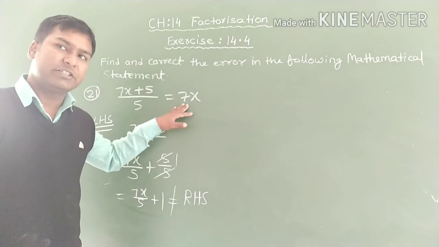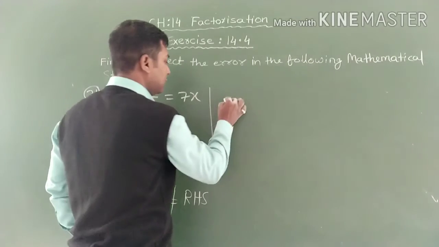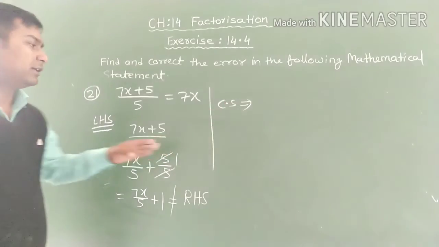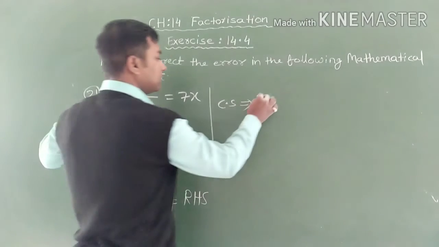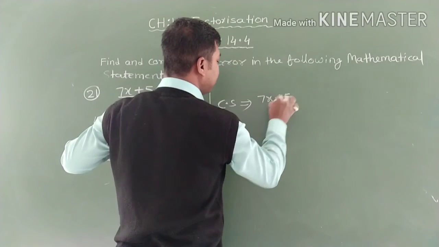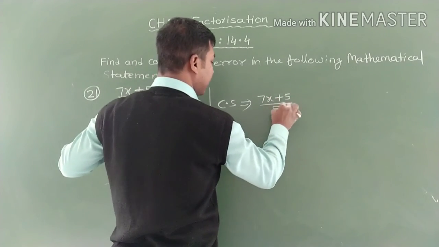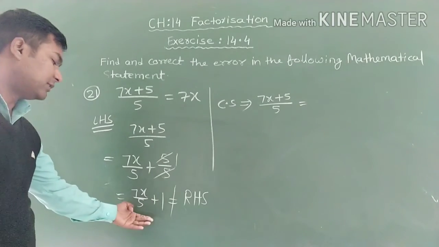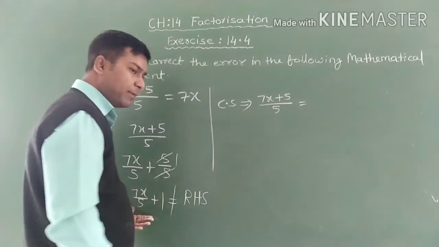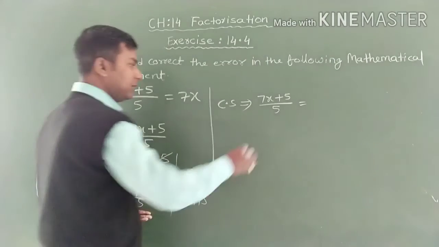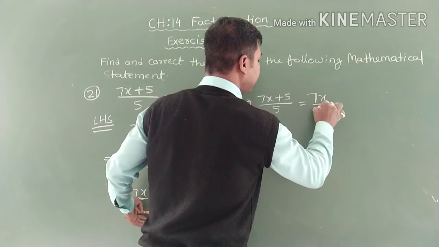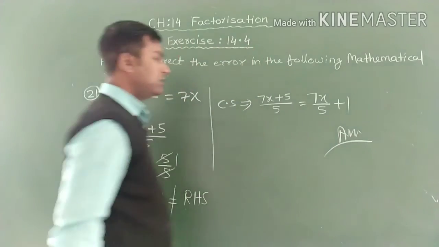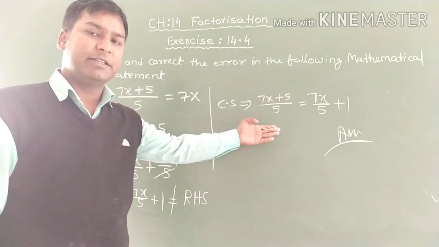What is the correct statement? CS implies correct statement. That is the LHS part: 7x plus 5 divided by 5 equals to, and this one is the final expression. So this will be 7x upon 5 plus 1. Okay. So this is the right answer and this is the correct mathematical statement.